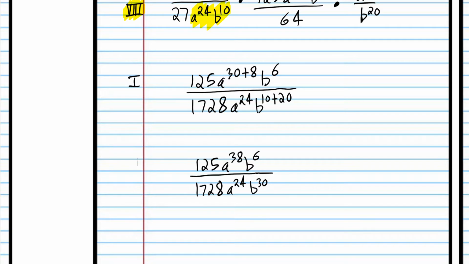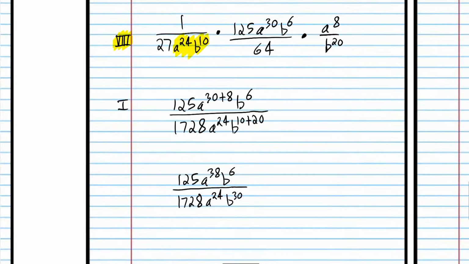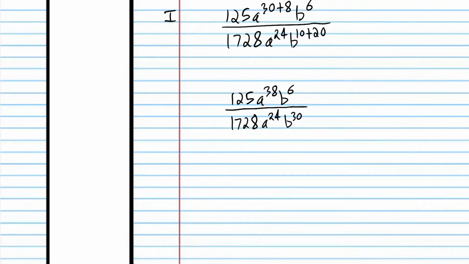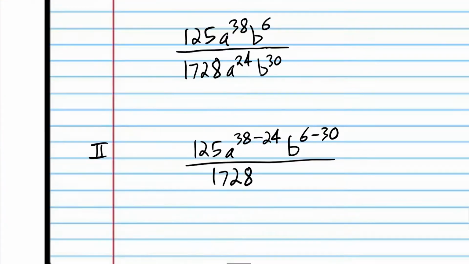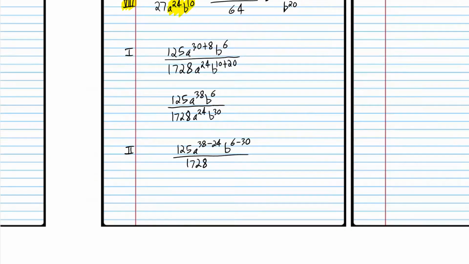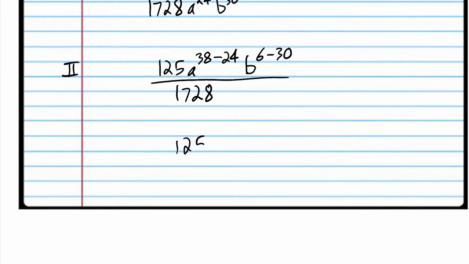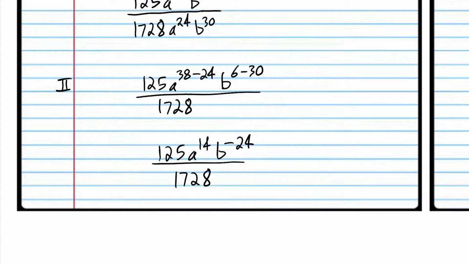Actually, now that I think about it, we're not using rule 2 yet. We're just simplifying. Now we're going to use rule number 2, and this should be our final answer. So we have 125. Actually, it's not going to be our final. 38 minus 24, b to the 6 minus 30, all over 1,728. So we end up with 125, a to the 14th power, b to the negative 24th power, all over 1,728.